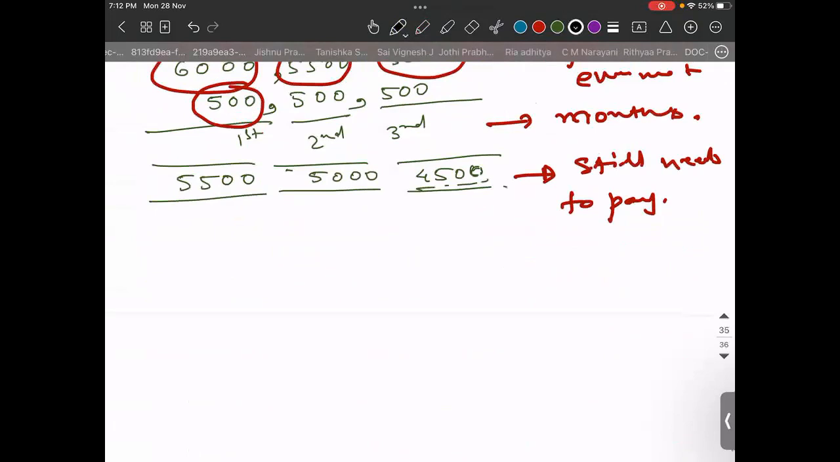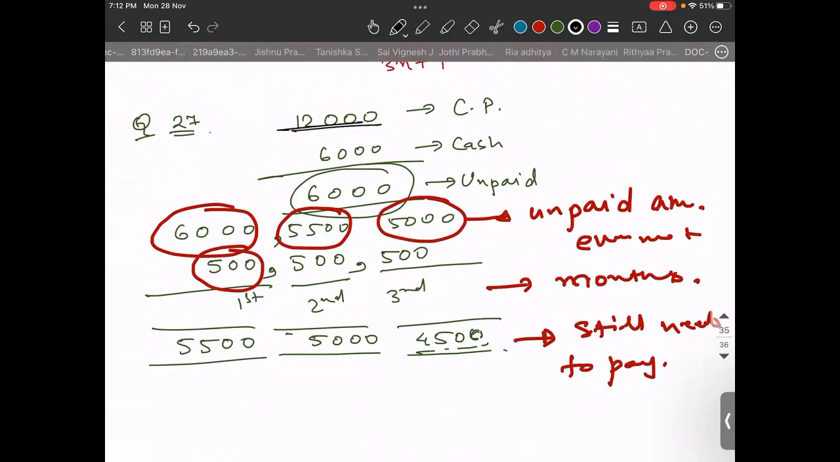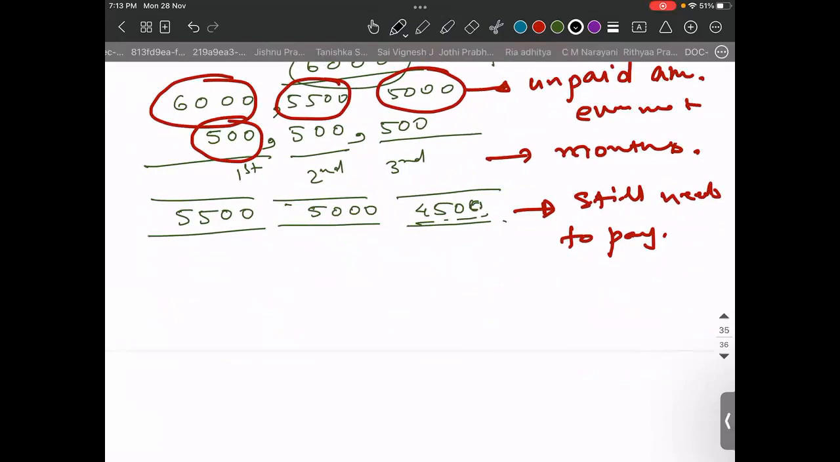Why will you not include 6,000? See, the total amount that was remaining was how much? 6,000. He bought the tractor for 12,000. He paid 6,000. So 6,000 was remaining. Now on 6,000, first month he will pay 500 rupees, with 12% interest. Now he paid 500 rupees. So the principal amount is 5,500, and on that he'll pay again 12% interest. You're getting the point? So write down.